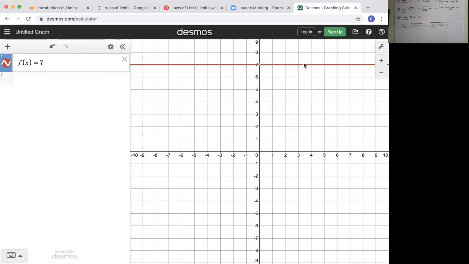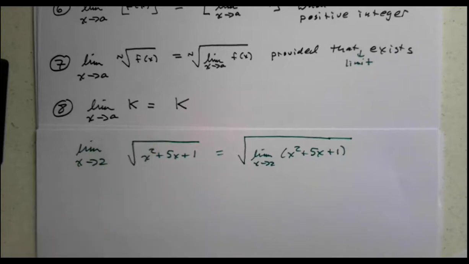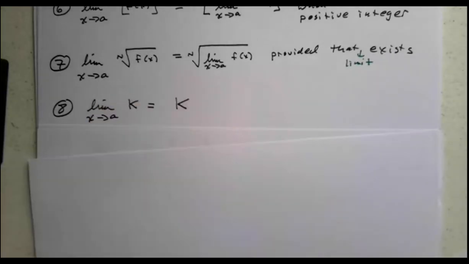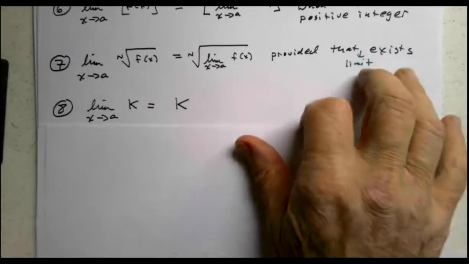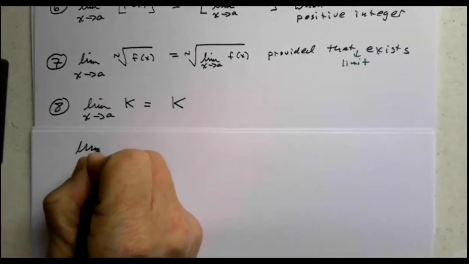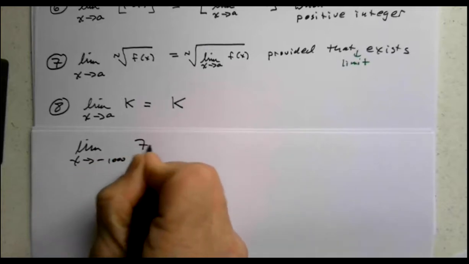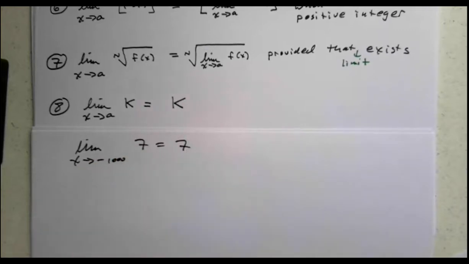Anything I choose, 4, y values are 7. So if I'm approaching anything with a constant, the limit as x approaches a of a constant is going to be a constant. So I don't care what I choose. The limit as x approaches a of anything, I don't care which number you use. The limit as x approaches -1000 of 7 is still 7, right? That doesn't change. That's there for us.